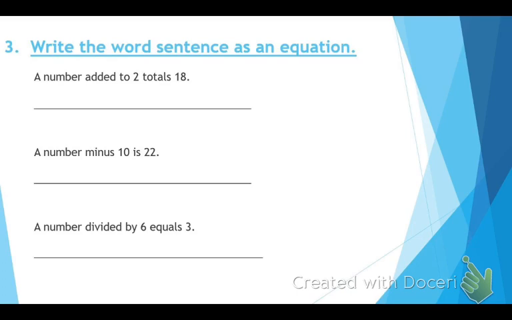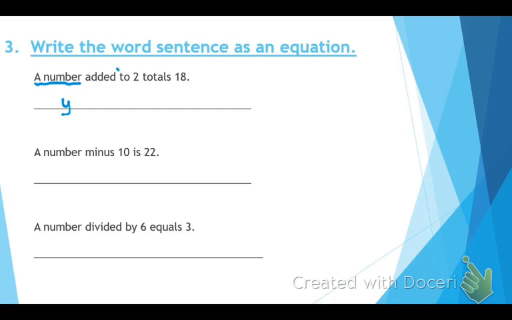For number 3, it asks us to write the word sentence as an equation. So right here, you can see the very first part that we have, it says a number. Whenever it says a number, if it doesn't specify, you're allowed to put any variable in there that you want. So who wants to try to do this first one for me? Brody, what variable do you want to put in there? Y. All right, he wants to do a y.